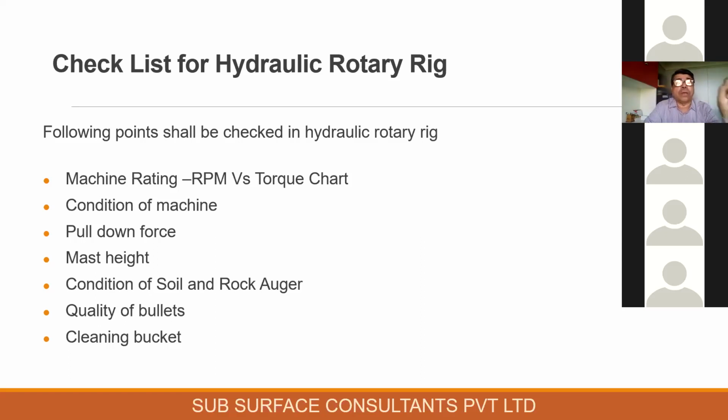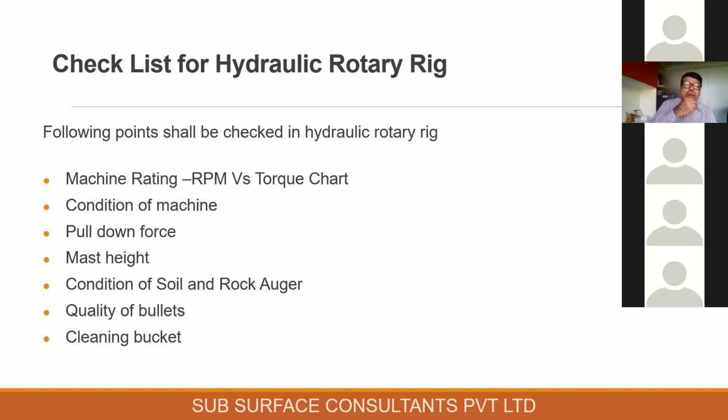Then the condition of the soil and rock auger. Many of you may not know that two different types of augers are used in soil and in rock. The number of bullets and the type of bullets used are different, and the shape of the auger is slightly different. In soil, the main objective is to remove the cuttings quickly and in bulk quantity, whereas with a rock auger we need to cut and cause failure of the rock under the pull down force. By applying an adequate pull down force, we need to fail the rock every time. So the angle of the bullet becomes very important.